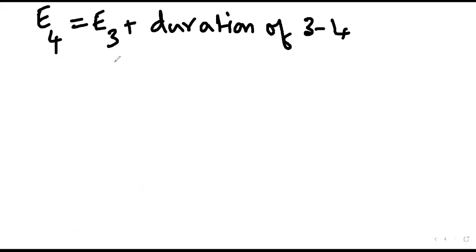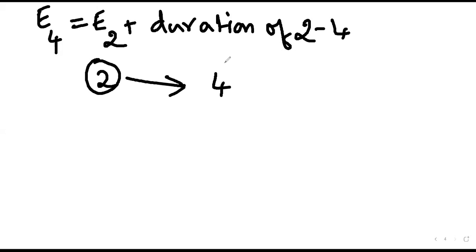Correct. Am I right? Whatever the equation, it should have been E2 plus the duration of 2-4. So that is nothing but 2-4. We're considering E2 and the duration of 2-4.